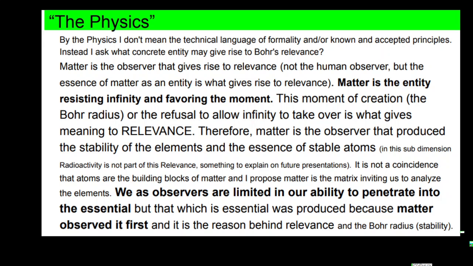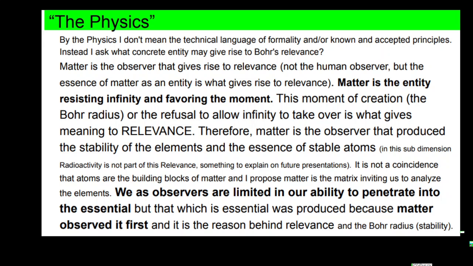Matter is the observer that gives rise to relevance. The concrete entity that gives rise to that relevance in Bohr's atom is matter. Sounds redundant and may be convenient, but I propose that matter is the entity that resists infinity and favors the moment. I want to clarify that resisting infinity and favoring the moment is what I call relevance. Matter favors this moment of creation that Bohr theorized as the Bohr radius.